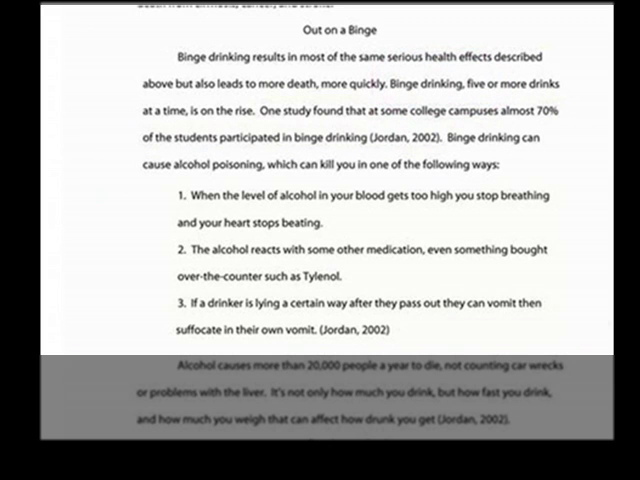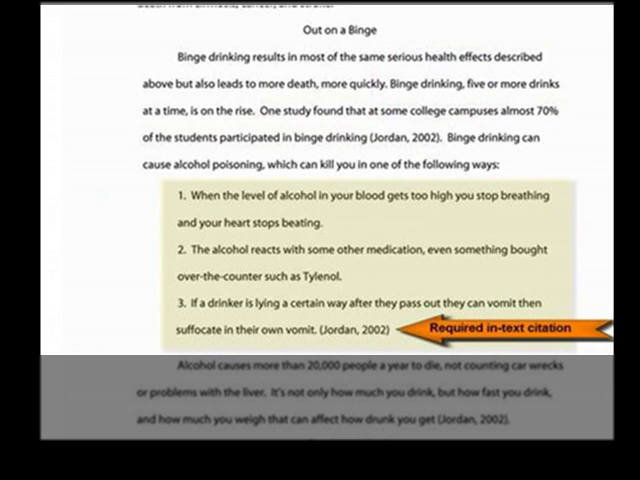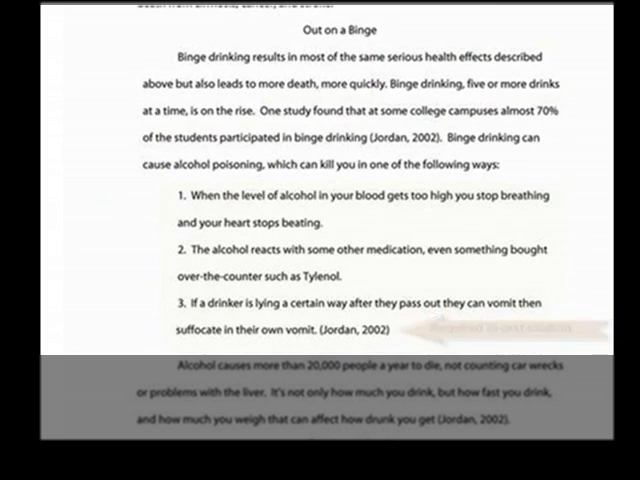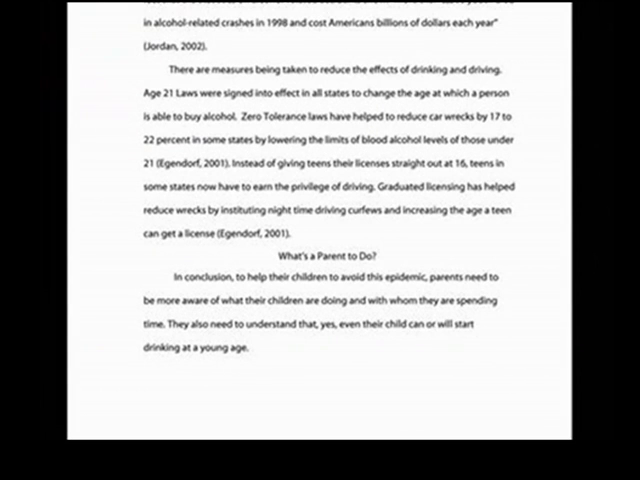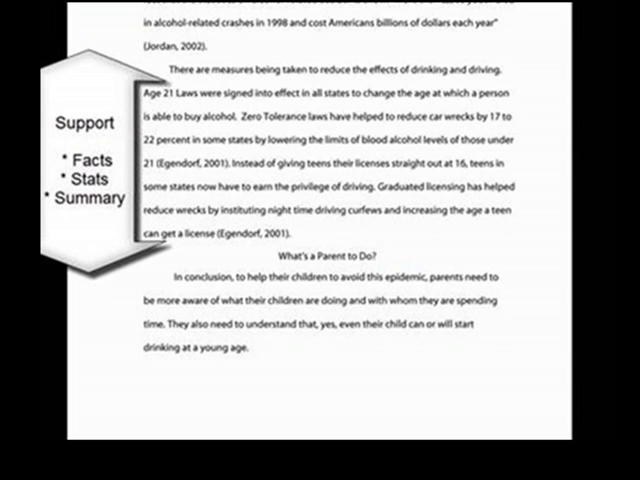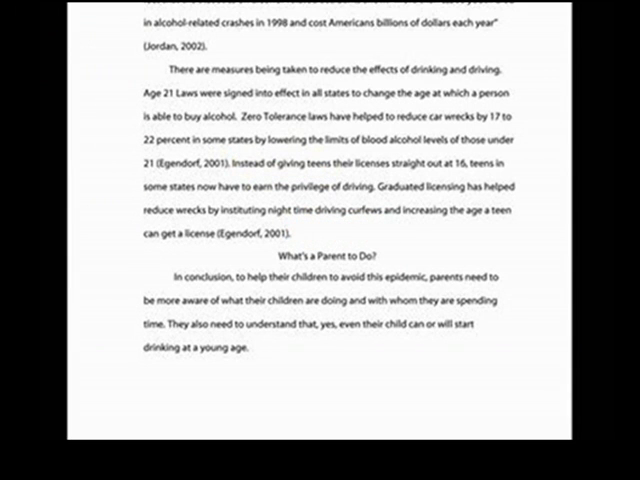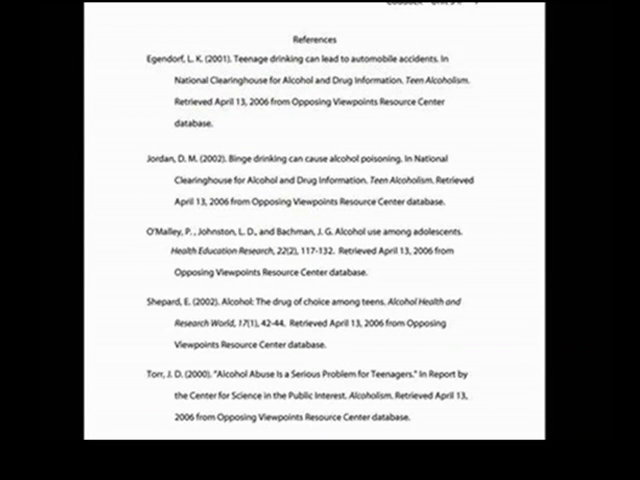Binge drinking can cause alcohol poisoning, which can kill you in one of the following ways. She lists them and then she cites them. So that's how she continues throughout the paper. Each section has its own title, and each section has its own topic sentence that has been developed in that title. Anytime she uses information from a specific source, she provides an in-text citation, and then all those citations refer to the last page in your paper, which is the reference page.